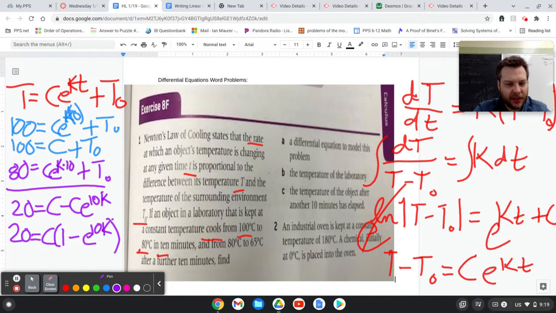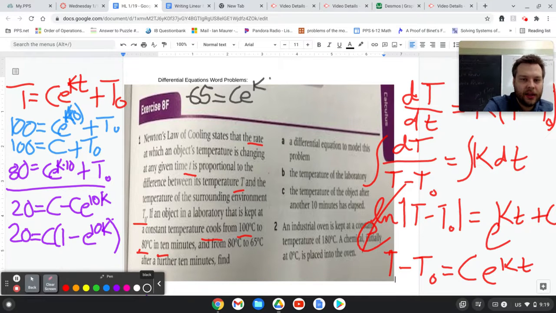So let's use the next piece of information. It cools from 80 degrees down to 65 degrees after a further 10 minutes. So let's go use black for that initial condition. So we know that if you have 65 degrees, now it's a further 10 minutes, so that's 20 minutes total. So c e to the k times 20 plus T naught.